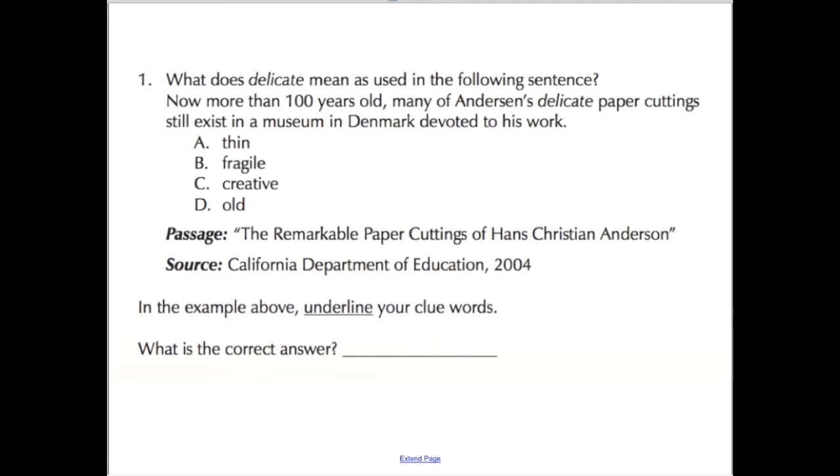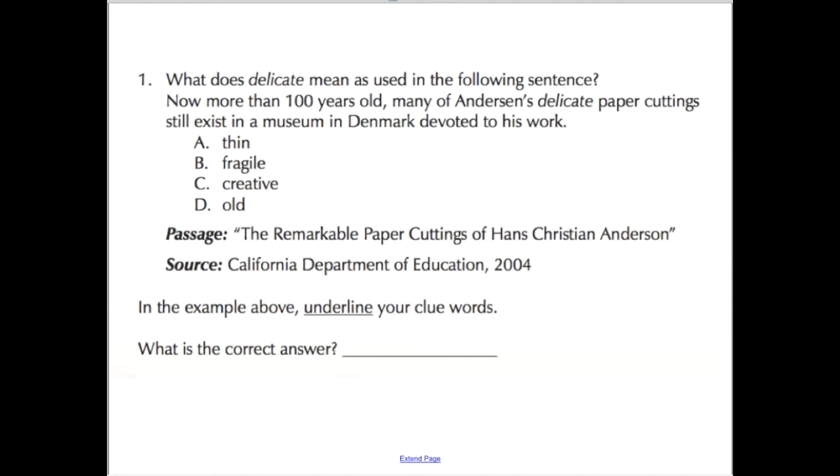This example says, what does delicate mean as used in the following sentence? Now, more than 100 years old, many of Andersen's delicate paper cuttings still exist in a museum in Denmark devoted to his work. Does delicate mean A, thin, B, fragile, C, creative, or D, old? This paragraph came from the passage, Remarkable Paper Cuttings of Hans Christian Andersen, from the California Department of Education, 2004.